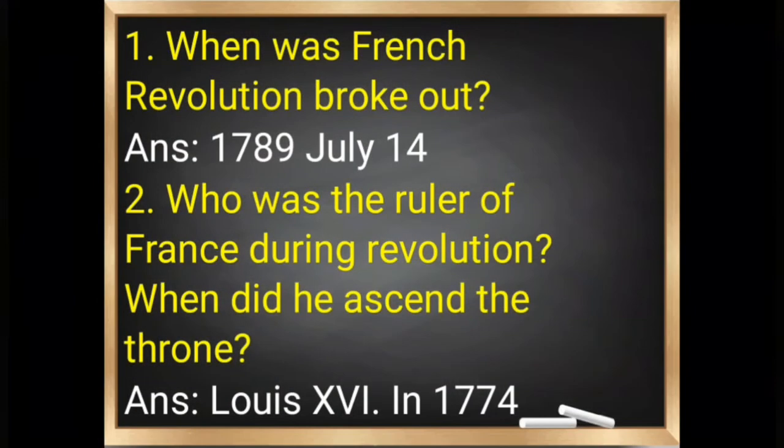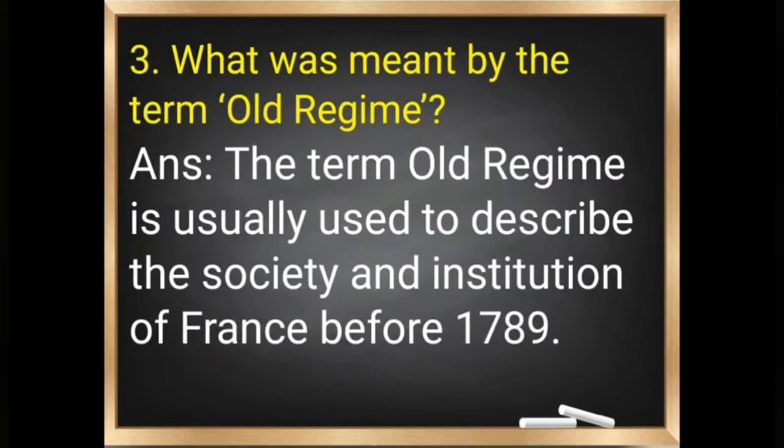First question, when did the French Revolution break out? Answer, 1789, July 14. Second question, who was the ruler of France during the Revolution? When did he ascend the throne? The ruler of France during the Revolution was Louis XVI. He ascended the throne in 1774. Third question, what was meant by the term old regime? The term old regime is usually used to describe the society and institutions of France before 1789.